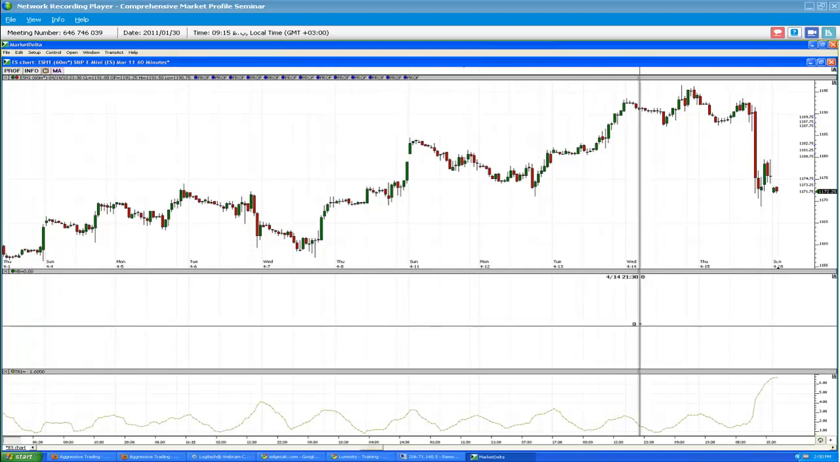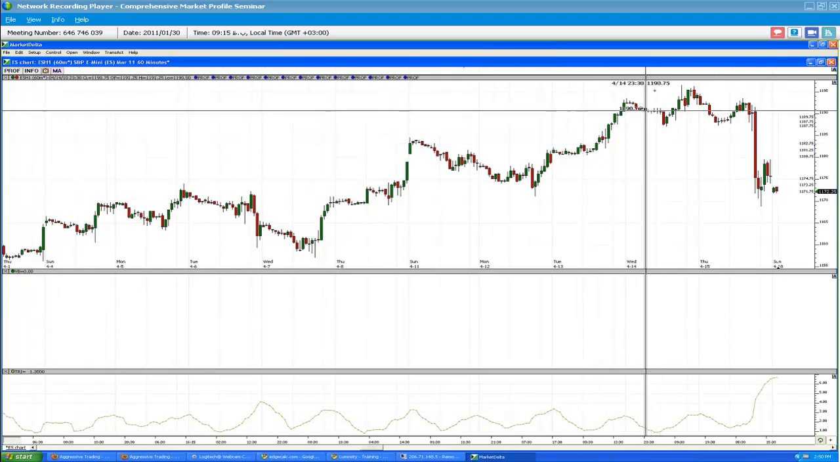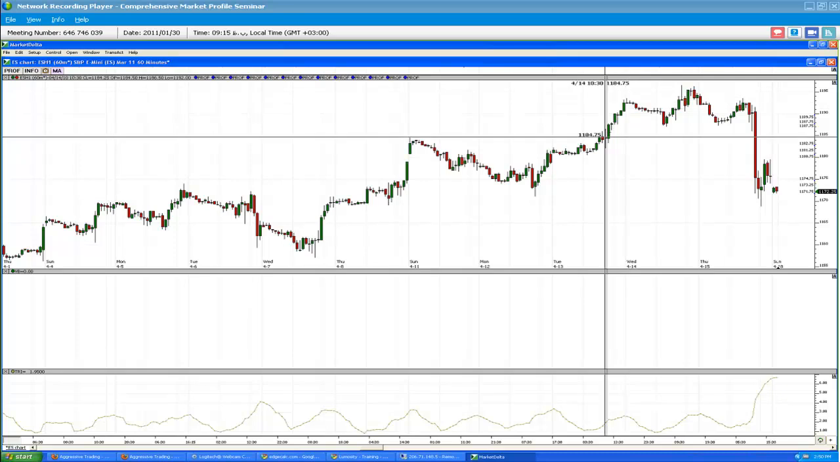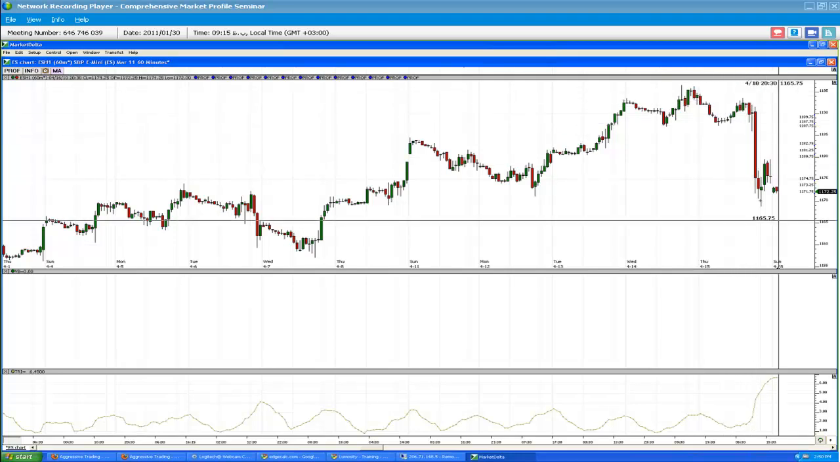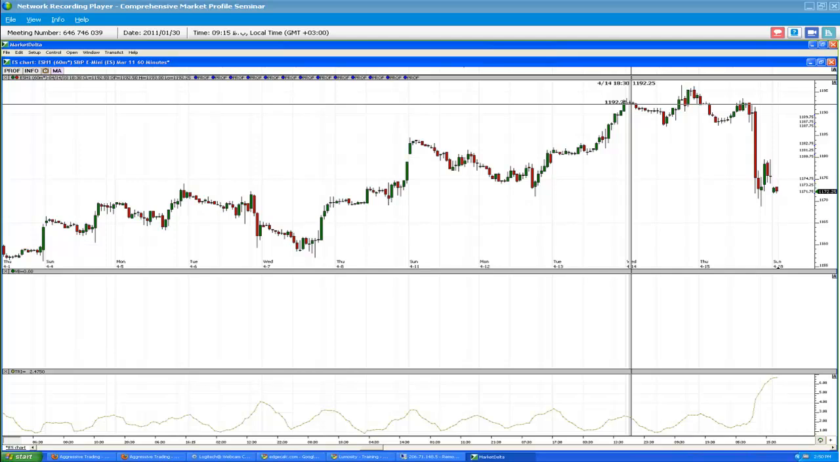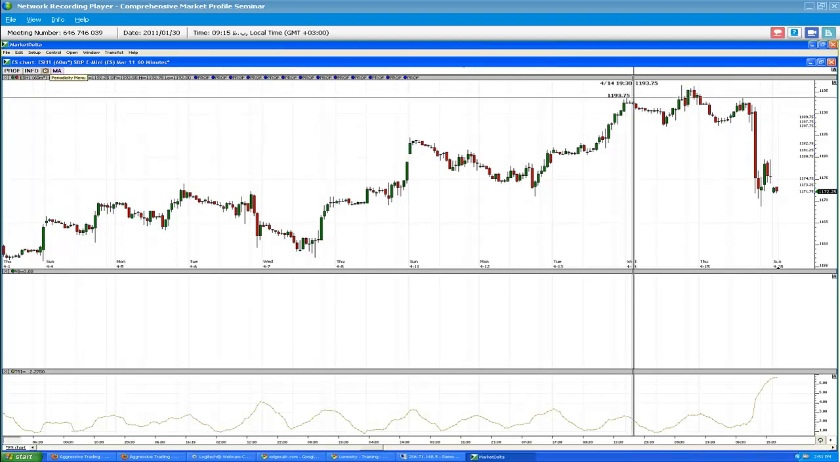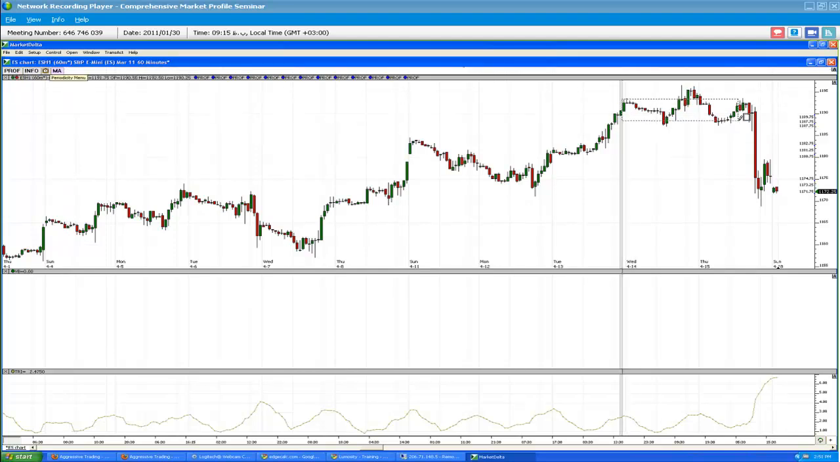Okay, there we go. 4/14 of 2010. Okay, we came up, we came down, we made a minor new high, we came down, we came up, and then boom. Okay, so this was the balance that was made right here. This is the balance that was made in attempting to get above 1200.